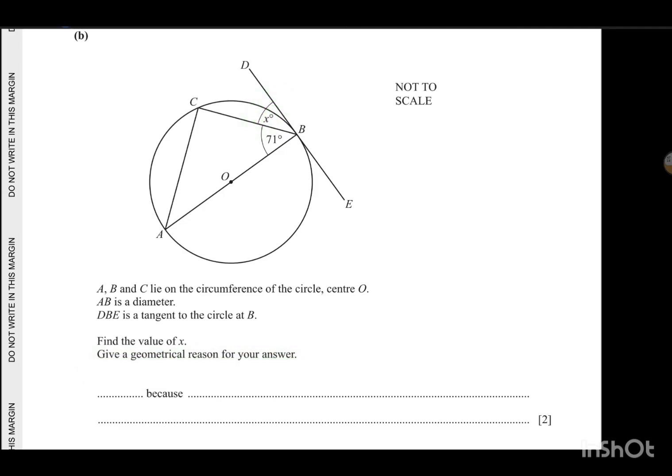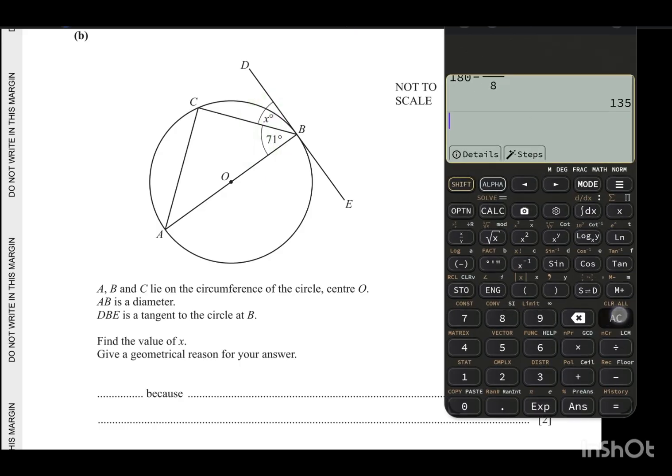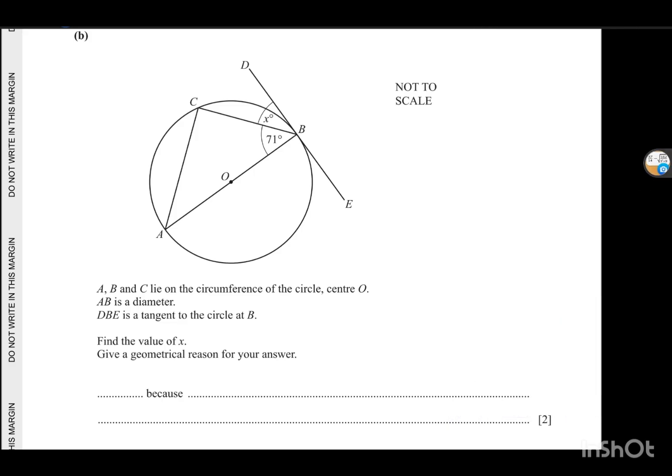The value of x can be found out. Now when you see this angle which is formed here, it is formed by the diameter of the circle and the tangent. So the angle made by the diameter and the tangent is always 90 degrees. So subtract 71 from 90. 90 minus 71, you get 19. So this remaining part is 19.